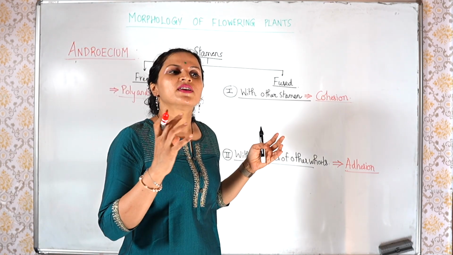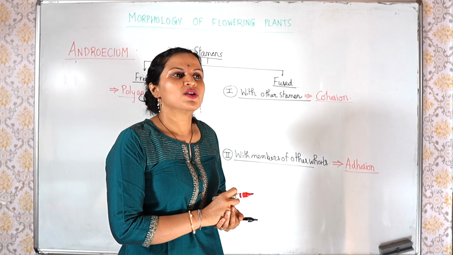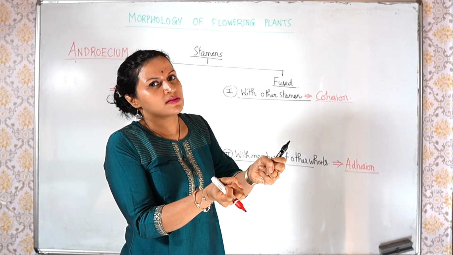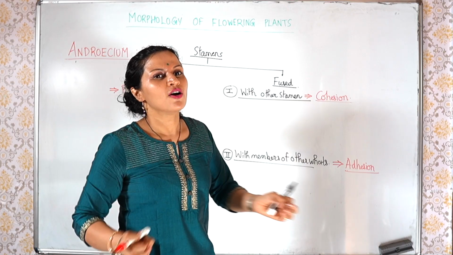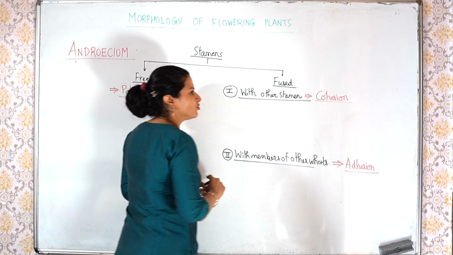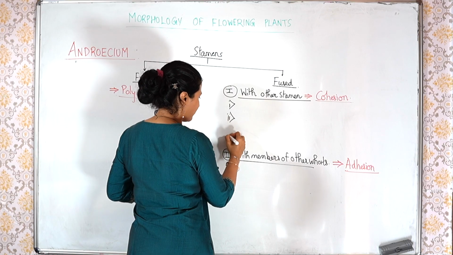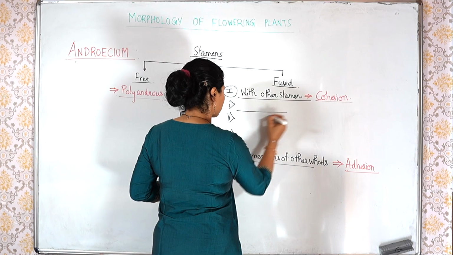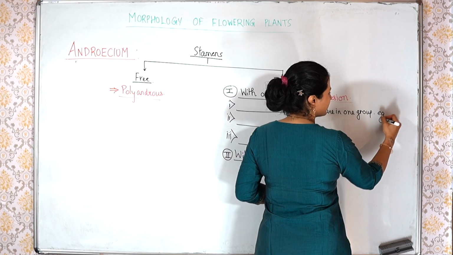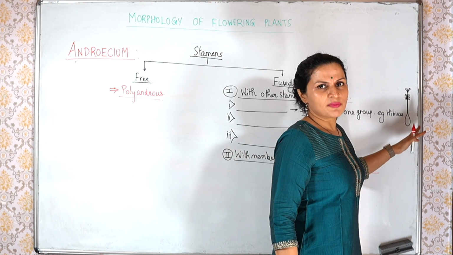Stamens can fuse with other stamens of the flower to form either one bundle, or they can be grouped into 2 bundles, or they can be grouped into multiple bundles. Either one bundle, 2 bundles, or more than 2 bundles. Accordingly, we have 3 situations. Stamens are in one group, as seen in case of hibiscus. You've seen this thing for hibiscus, isn't it?